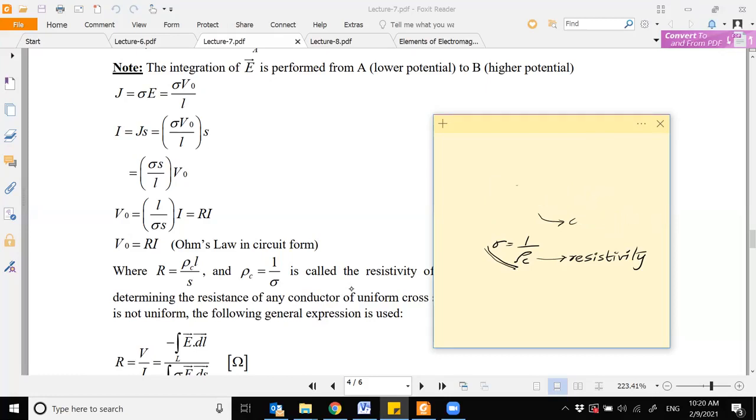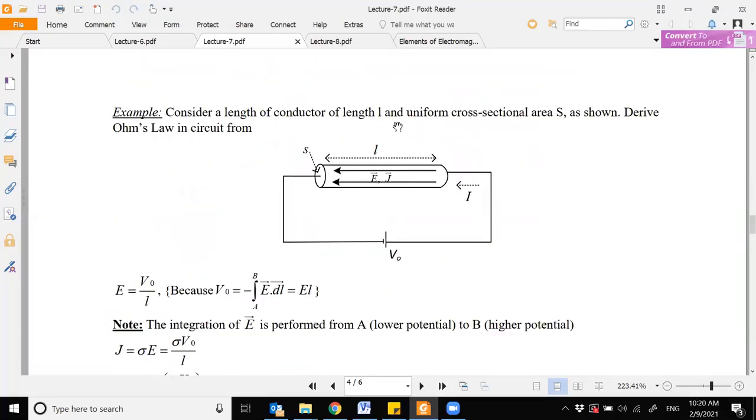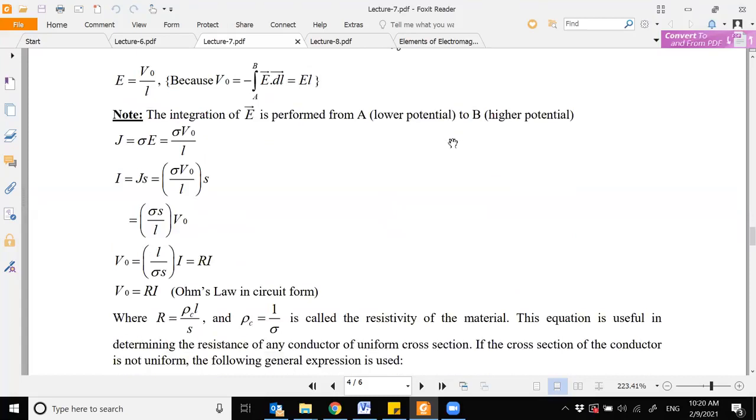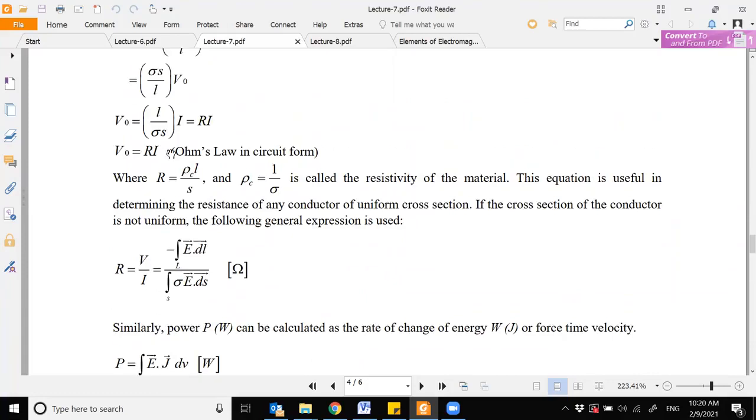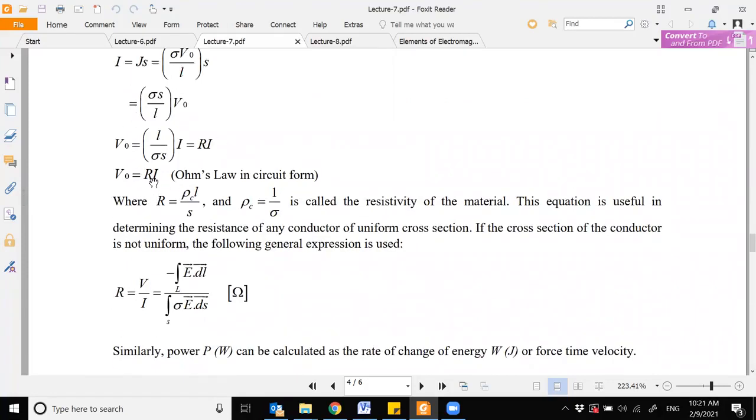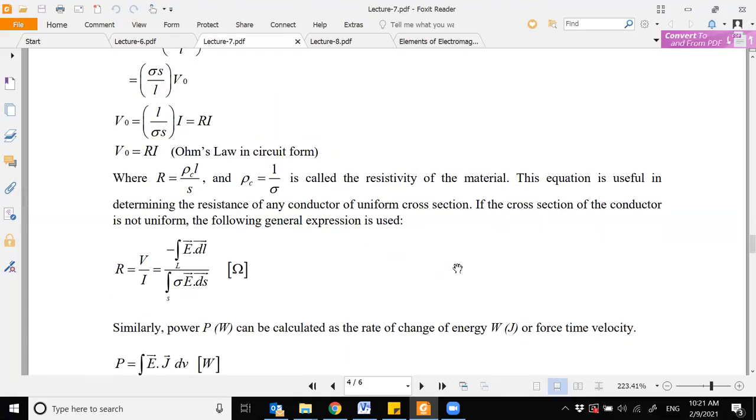Now, what we have to remember is this Ohm's law that we derived. This is the Ohm's law for all these conditions. It's a uniform cross-sectional area S, and that's why you are able to apply the Ohm's law, and you are able to find R as L over sigma S. So this is what I'm writing here. This equation is useful in determining the resistance of any conductor of uniform cross section. So this expression can be used for any conductor with uniform cross section.